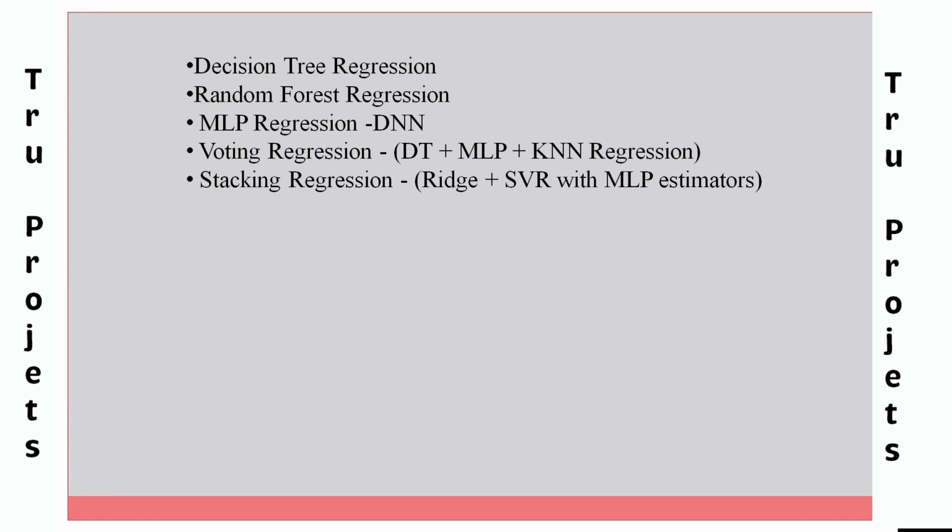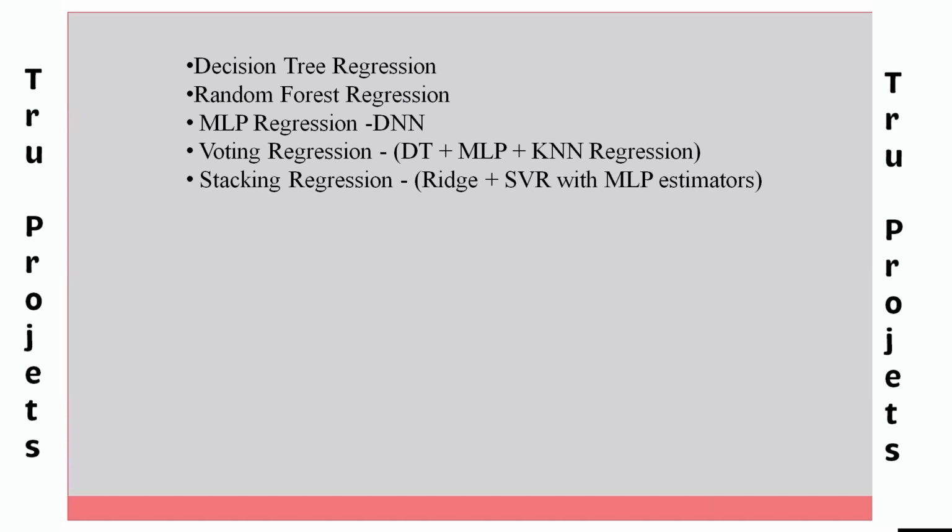Voting regression. Decision tree plus MLP plus KNN regression. Voting regression is an ensemble technique that aggregates the predictions from multiple models, that is decision tree, MLP and KNN regression, and averages them to obtain a final prediction. This is a comparative module to assess if combining predictions from diverse models enhances overall prediction accuracy.